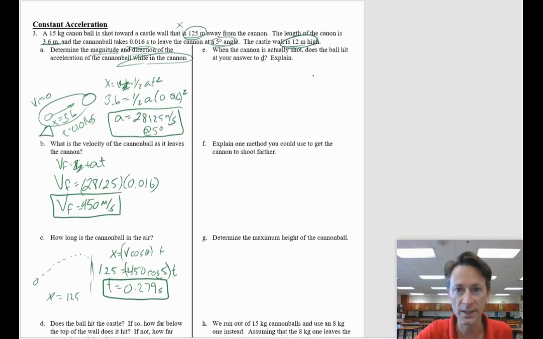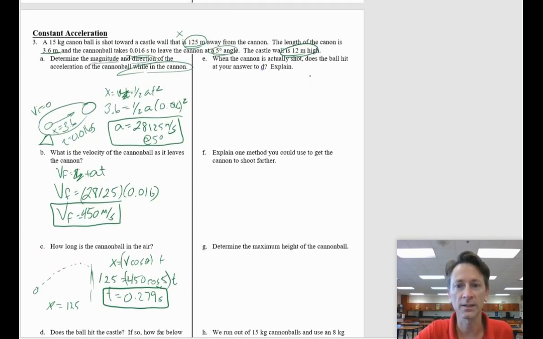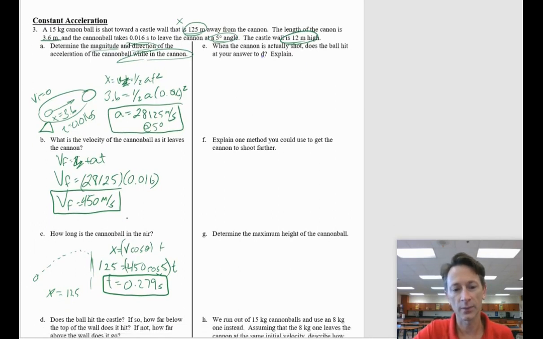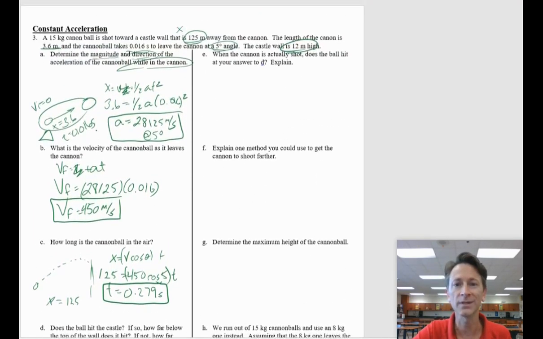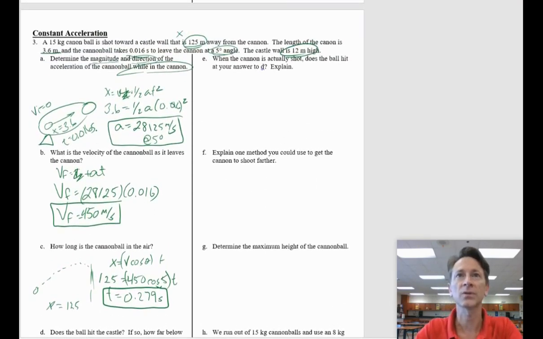Now going back up to E, when the cannon is actually shot, does the ball hit at your answer to D? I would look at this and say, no, it's not going to hit, because there are several different things that happen. Remember that we consider this free fall where the only thing acting on it is the acceleration of gravity. However, there is another force acting on it, and that force is going to be friction. So we can say no, and the reason would be because of air friction.